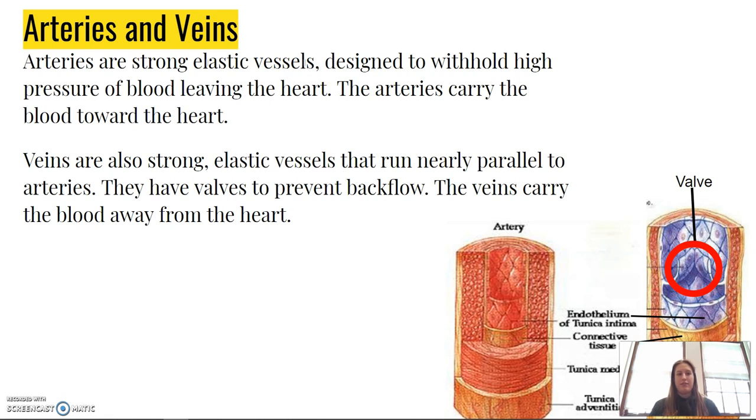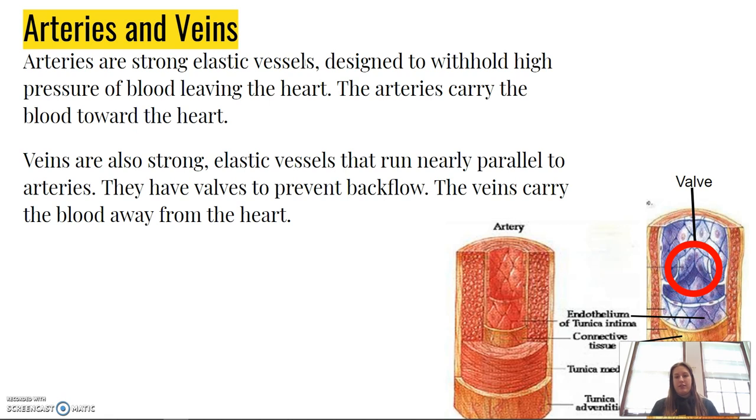Arteries are strong elastic vessels designed to withstand the high pressure of blood leaving the heart. The arteries carry the blood toward the heart. The veins are also strong elastic vessels that run nearly parallel to arteries. They have valves to prevent backflow, and the veins carry the blood away from the heart.